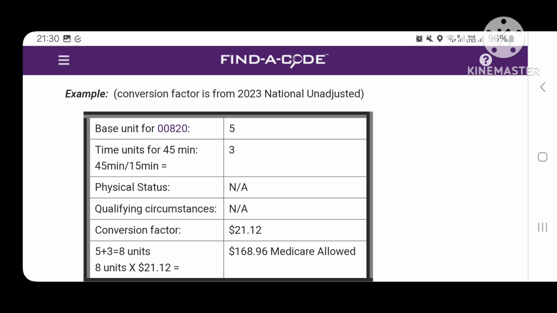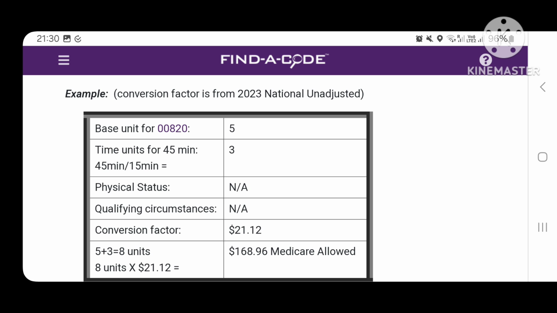In this, they have given the base unit for the procedure code 00820. It is 5. And the anesthesia time in units is equal to 3. How did they calculate that? Usually in your question, they will say that anesthesia was started at, or they will use the words anesthesiologist prepared the patient at. For example, I say that the anesthesiologist prepared the patient at 8 a.m.